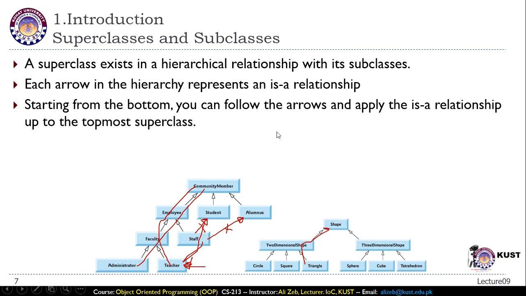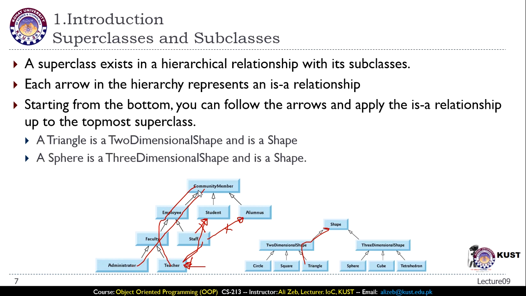Starting from the bottom, you can follow the arrows and apply the is-a relationship to the topmost superclass. As we said, the classes at the bottom will inherit the details of all the classes that are above in the hierarchy from that class. A triangle is a two-dimensional shape and is a shape. A sphere is a three-dimensional shape and is a shape. So these diagrams explain the is-a relationship between the classes, the superclasses and the subclasses.